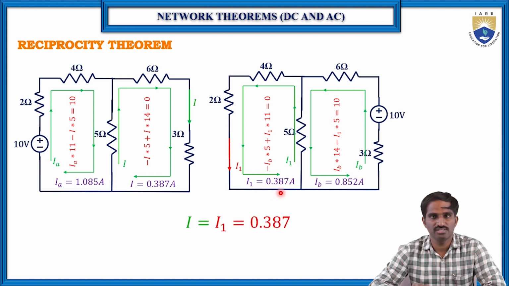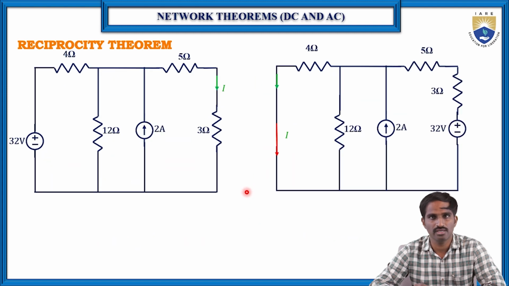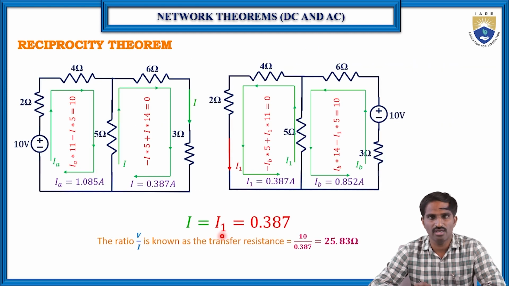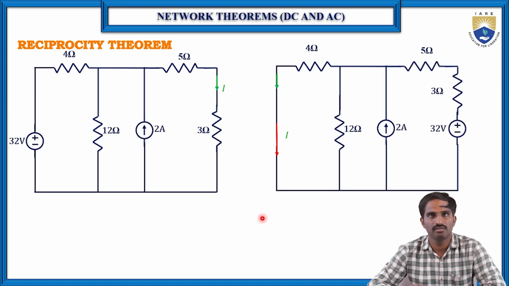So this means here I is equal to I1, which is equal to 0.387. So this is the proof for the compensation theorem, right? And of course sometimes they may ask us, by applying the compensation theorem, what is the transfer resistance? Then, as we know already, V that they have given in the problem and I we have calculated, V by I is equal to 25.83 ohms. So here the 25.83 ohms is the transfer resistance between these two circuits, right?